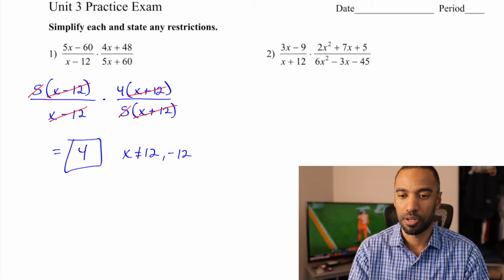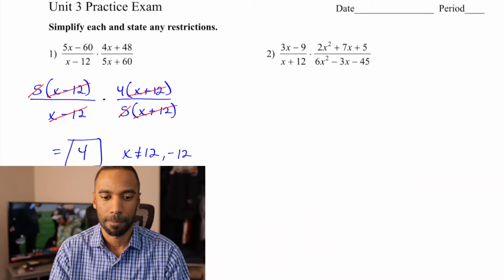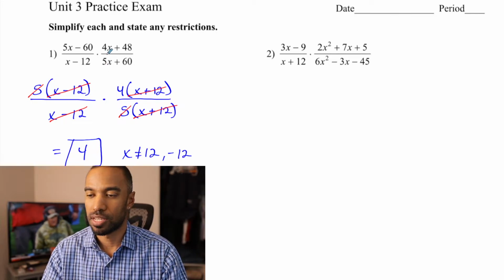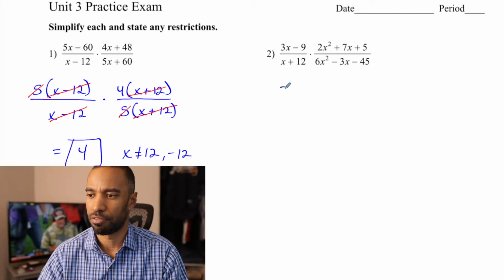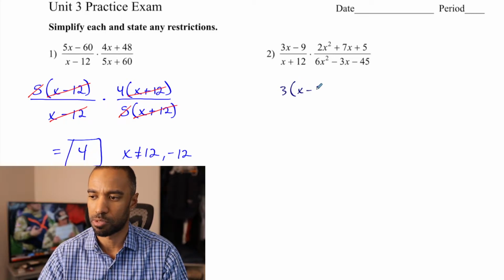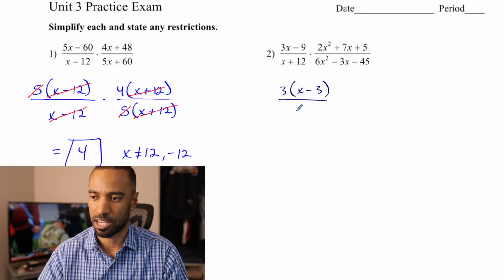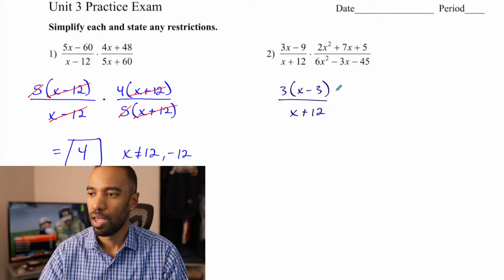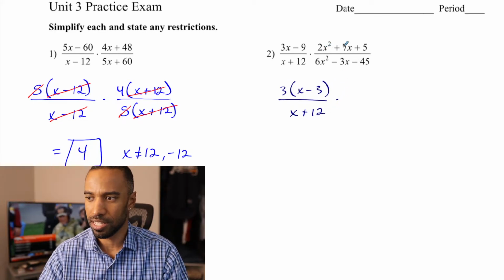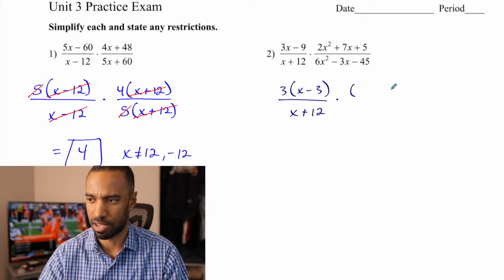All right, let's do number 2. Number 2: 3x minus 9 over x plus 12. Let's go ahead and find a greatest common factor here of 3 on top, and we're left with x minus 3 divided by that x plus 12. Looks like nothing can immediately cancel, and I'm totally fine with that. And then multiplying here, I need to get into factorization of this. I'm going to dive into that momentarily.